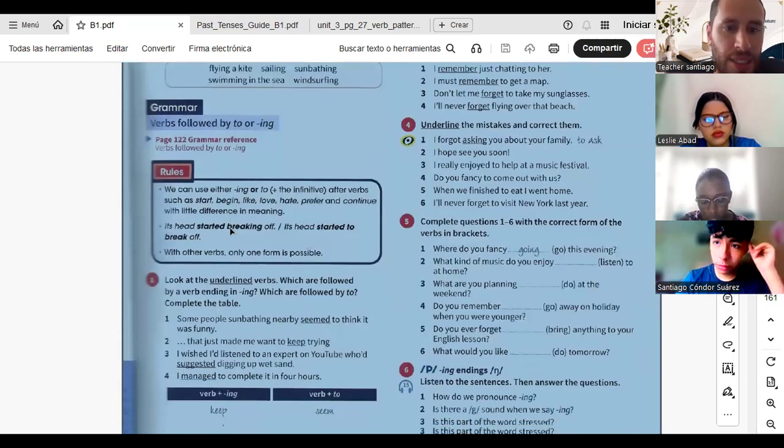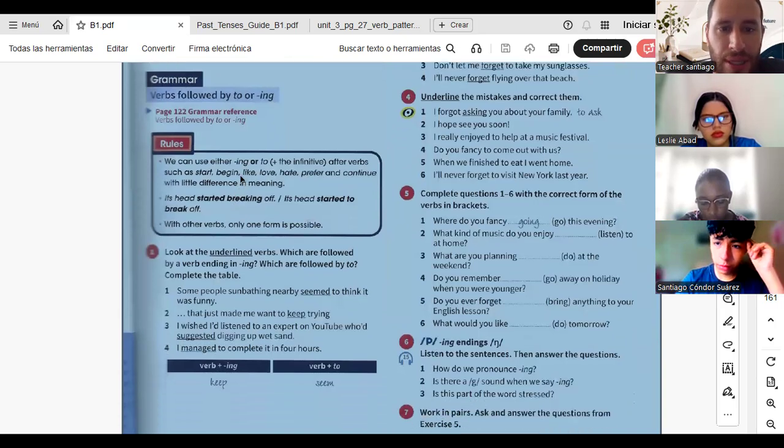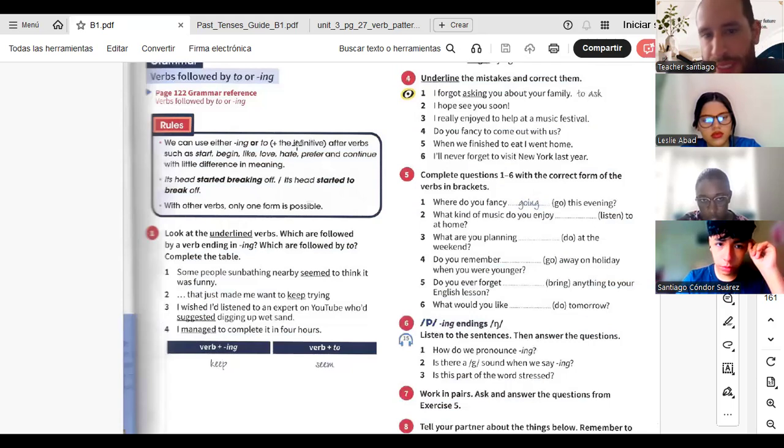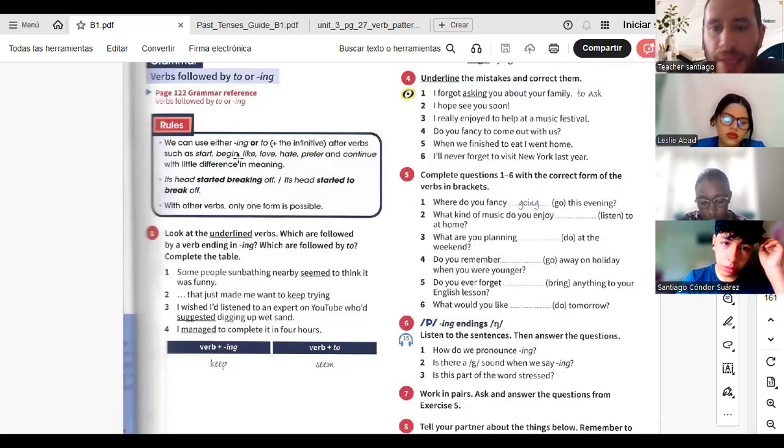It says, we can use either ing or to, I mean infinitive, after verbs such as start, begin, like, love, hate, prefer, and continue, with little differences in meaning. It has to start breaking off. It has to start to break off. With other verbs, only one form is possible.